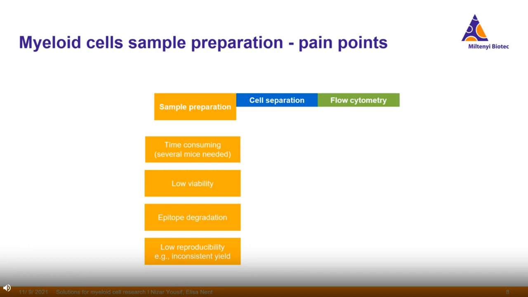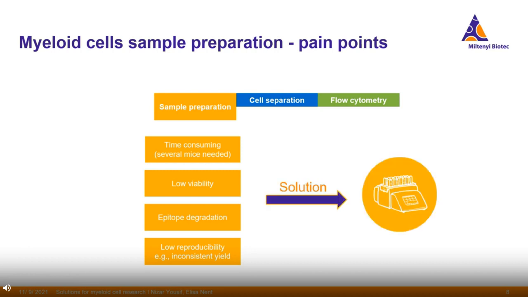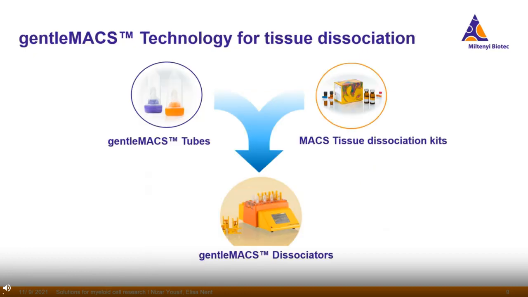As the solutions for these challenges, I'll introduce you to our GentleMax technology and associated tools. The GentleMax dissociator is a benchtop instrument for semi-automated dissociation of tissues into single-cell suspensions or thorough homogenates. We have two types of unique GentleMax tubes used with the instrument, and these enable the time-saving and easy dissociation or homogenization of tissues in a closed system.